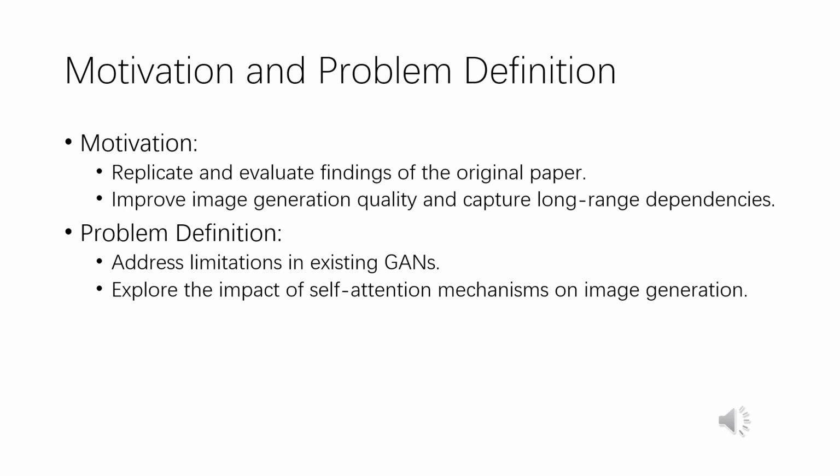So the paper introduced a technique called SAGAN, which uses self-attention in the generator and the discriminator of the original GAN. The incorporation of self-attention into both the generator and discriminator allows SAGAN to capture long-range dependencies and subtle relationships within images, resulting in higher quality generated images with improved global coherence and fine details.